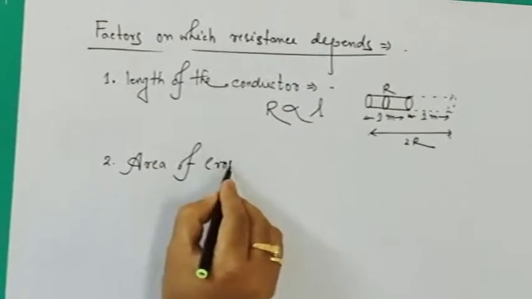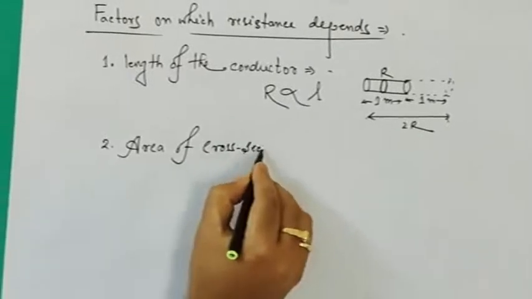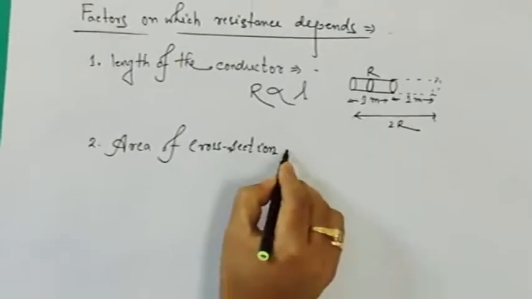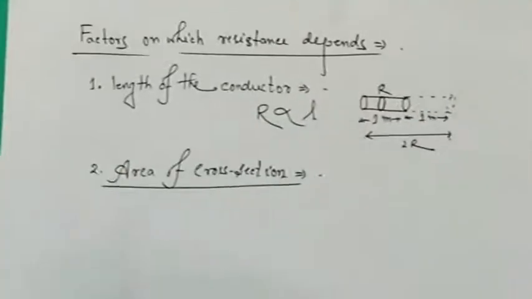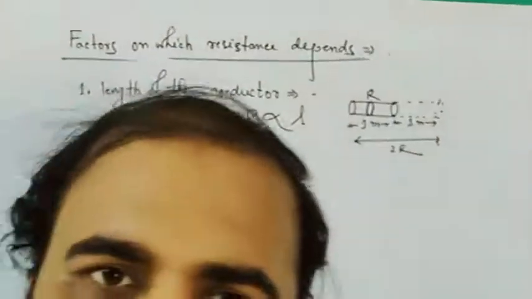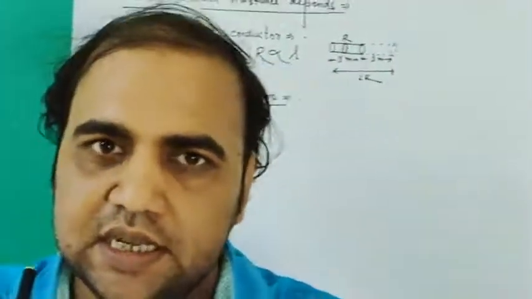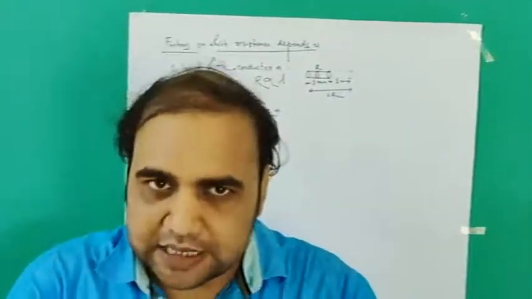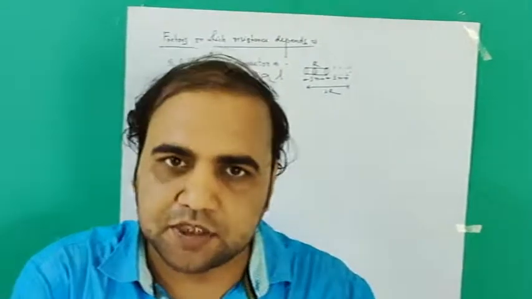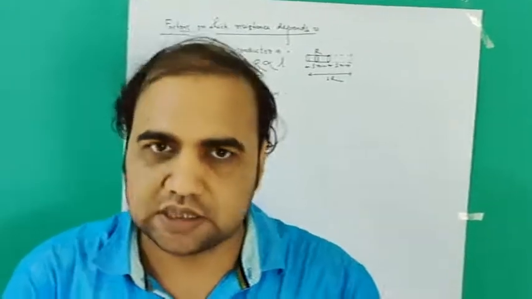Number 2, area of cross section. Now this thing is just the reverse of the first case. Means if we increase the area of cross section, then resistance will decrease. That means resistance is inversely proportional to the area of cross section.